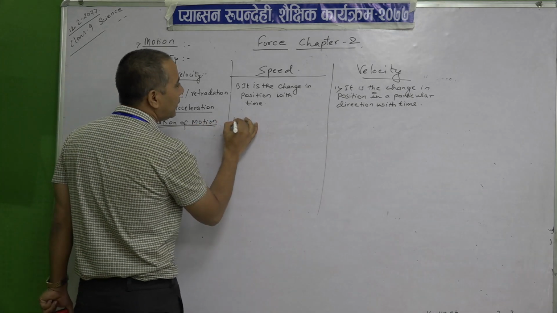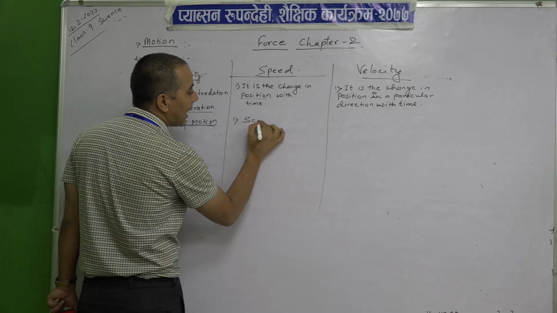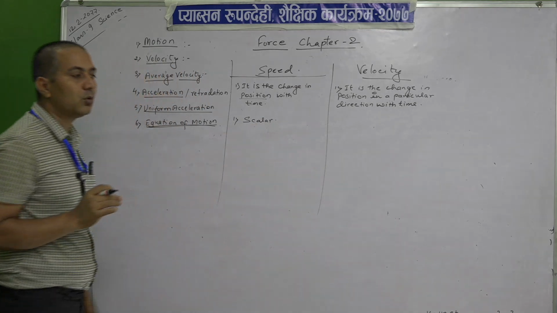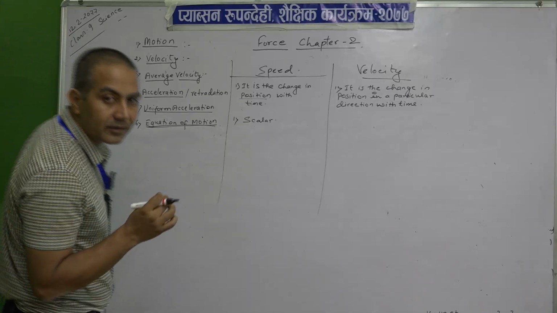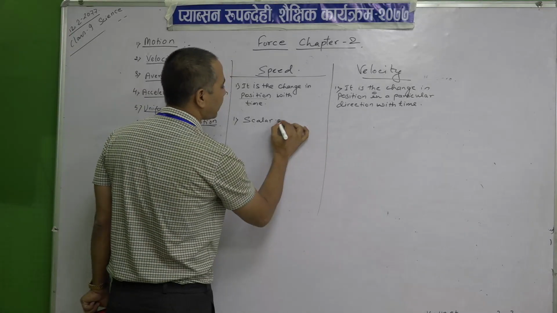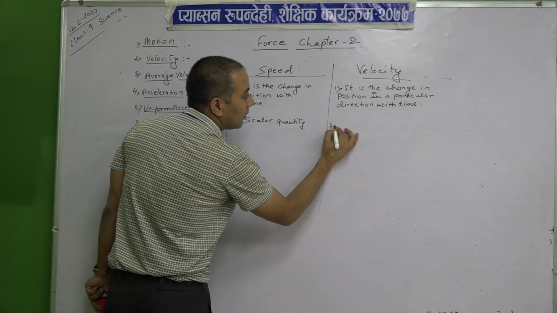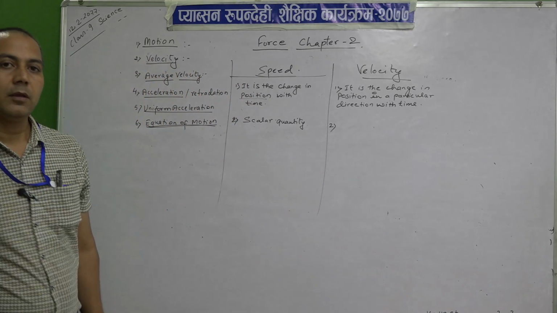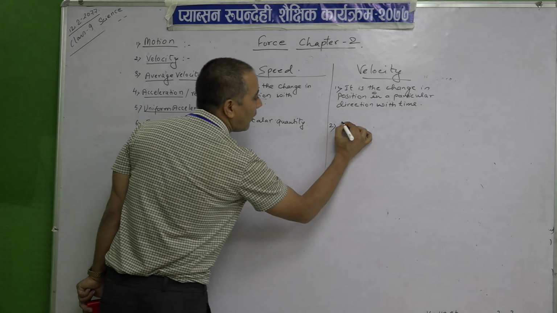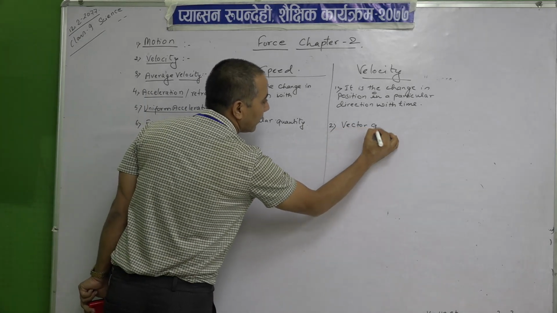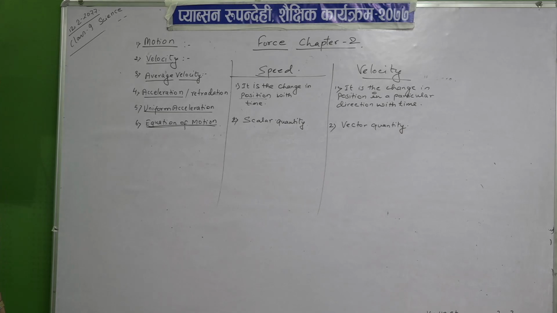So speed shows only magnitude. It does not show direction. Therefore speed is a scalar quantity. And velocity shows both magnitude and direction. Therefore it is a vector quantity.